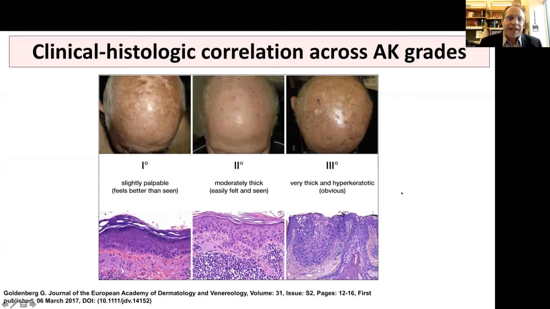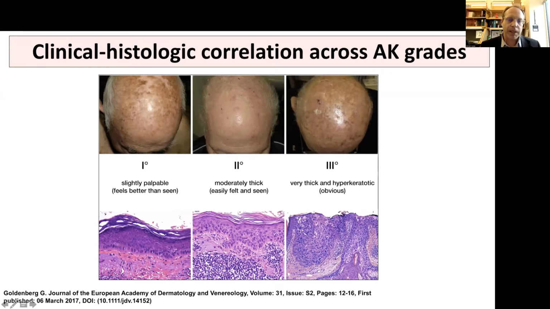Actinic keratoses can be divided into 3 different grades, grade 1, 2, and 3. If we start at the left at grade 1, actinic keratoses that are grade 1 are felt better than seen. They're slightly palpable, hardly visible, and histologically, they have a little bit of atypia. Grade 2 actinic keratoses are a little bit thicker, so they're more easily felt, and because they're thicker, they're more easily seen, and this is reflected in slightly more histologic hyperkeratosis. And then on the far right is the grade 3 actinic keratosis, where they're much thicker and more hyperkeratotic. They're very obvious both by feel and by sight, and this is reflected in a more robust pathology.